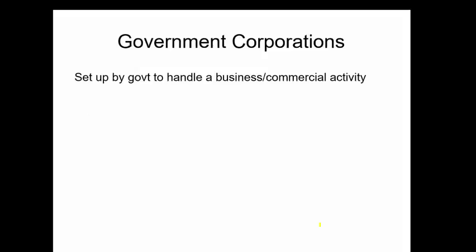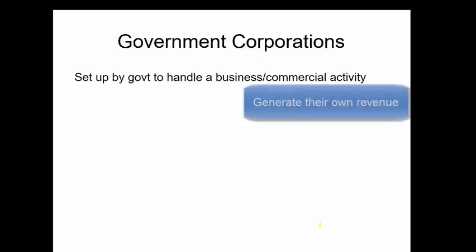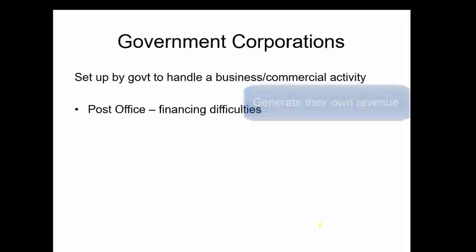Now let's look at the government corporations. These are agencies that are set up by the government to handle a business or a commercial activity. So theoretically, these government corporations generate their own revenue, and it may not always work out. The post office is probably the most famous example of a government corporation. Over the years, it's been able to finance itself through postage fees, handling fees, shipping fees, things like that.